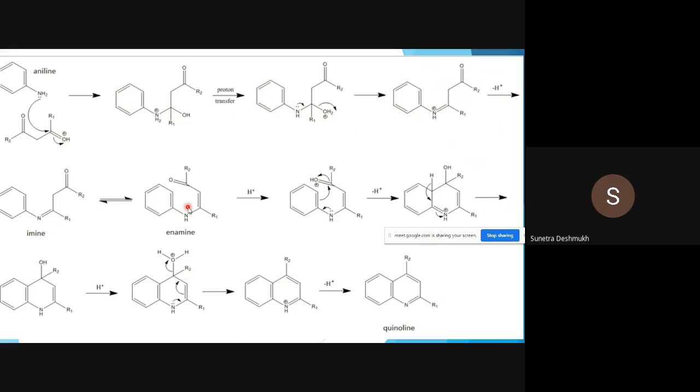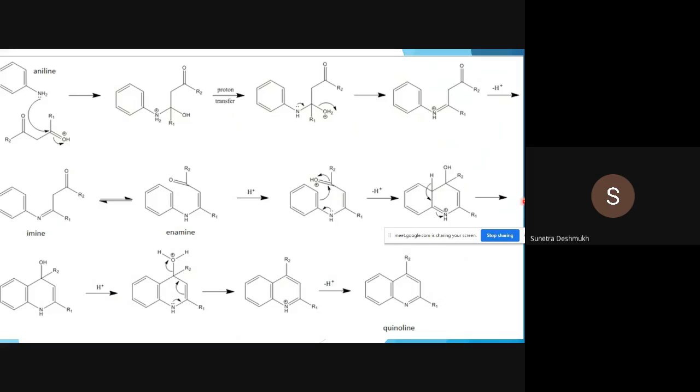Then this enamine undergoes rearrangement on treatment with H plus. Again, as we use H plus, the ketone group abstracts this proton, which makes the carbonyl carbon positively charged. Then the lone pair from the benzene ring attacks the carbonyl carbon, and we can generate the ring here. So first we generated the ring of this quinoline compound, and now we have to induce the aromaticity.